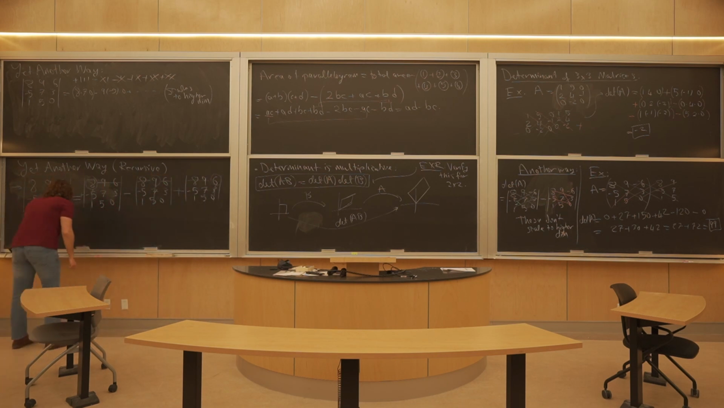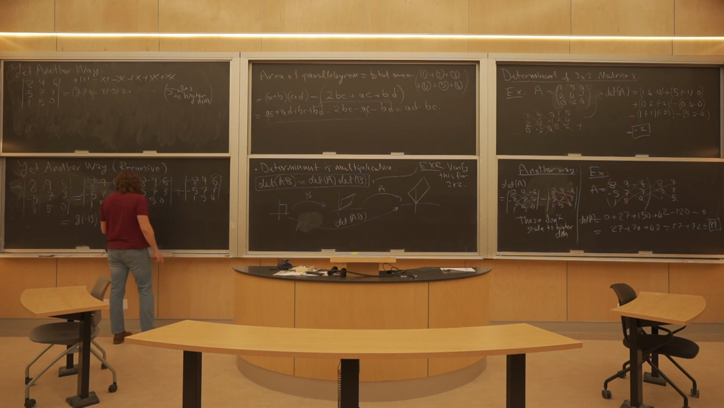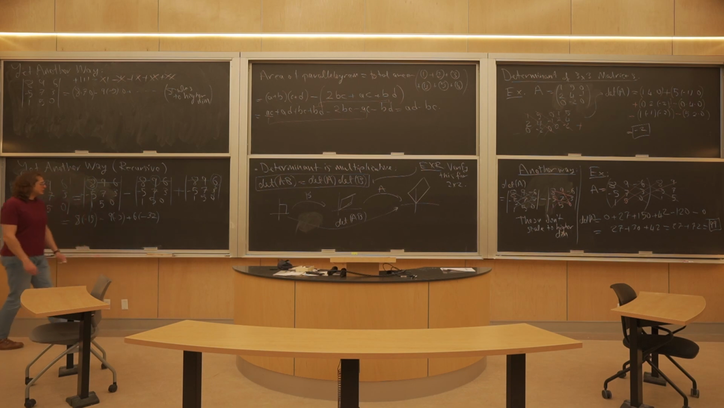Okay, so let's do it. So this is 8 times minus 15 minus 9 times minus 3, and then plus 6 times minus 25 minus 7, 32. Minus 32. Okay? So the claim is that when you do this computation, you get back, again, the same number.